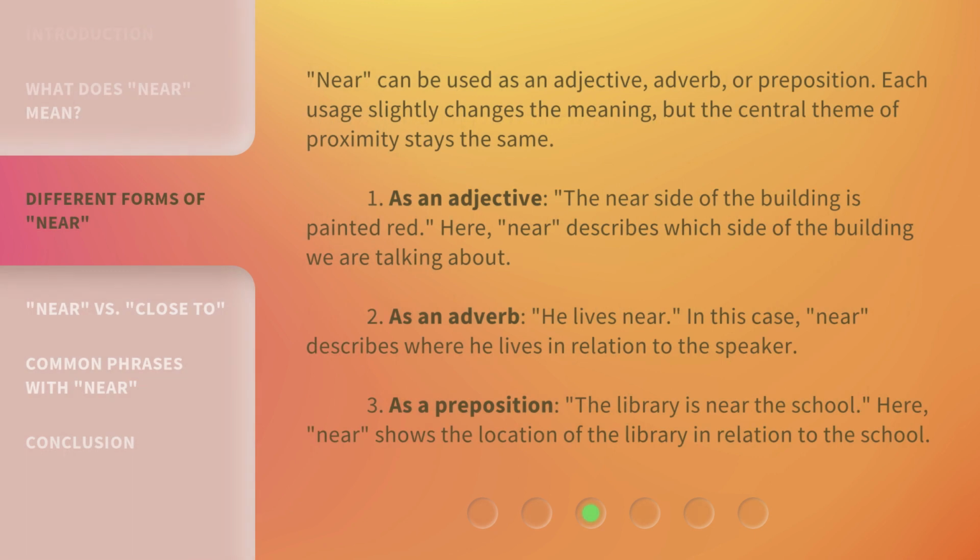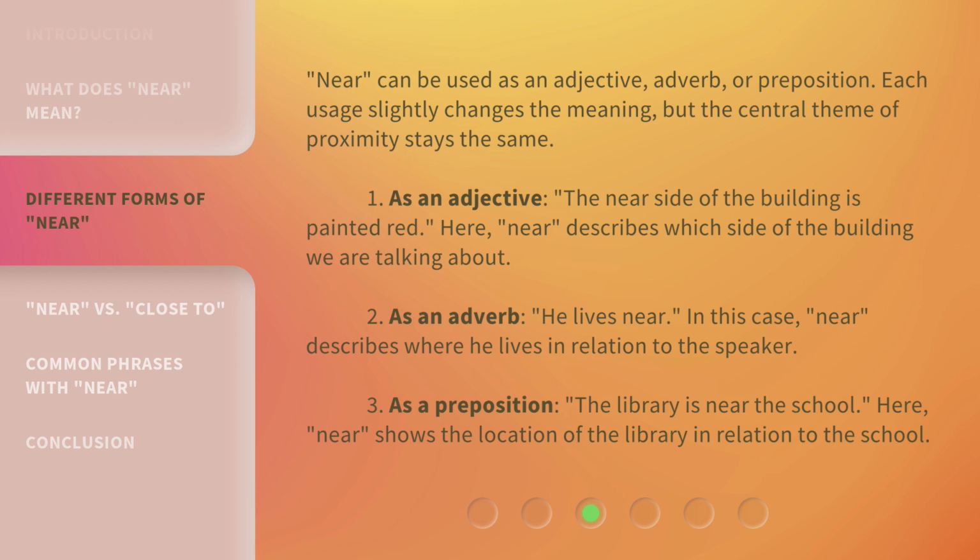Near can be used as an adjective, adverb, or preposition. Each usage slightly changes the meaning, but the central theme of proximity stays the same. 1. As an adjective, the near side of the building is painted red. Here, near describes which side of the building we are talking about.